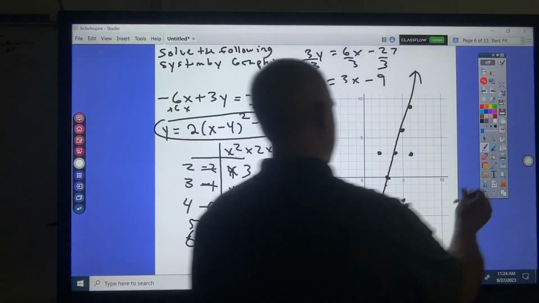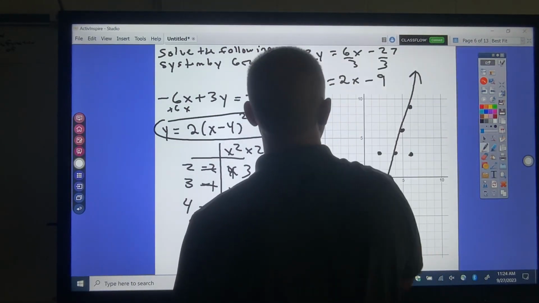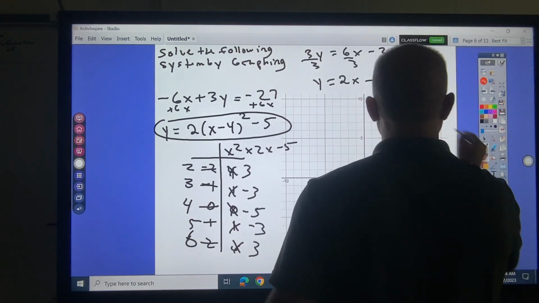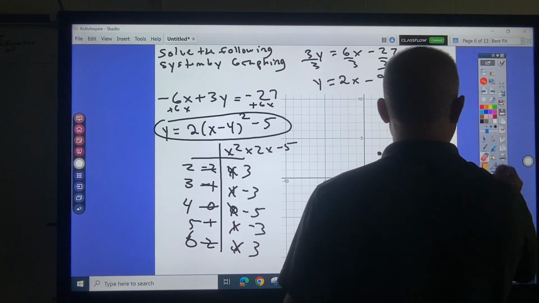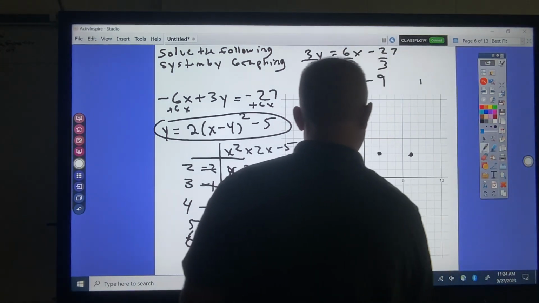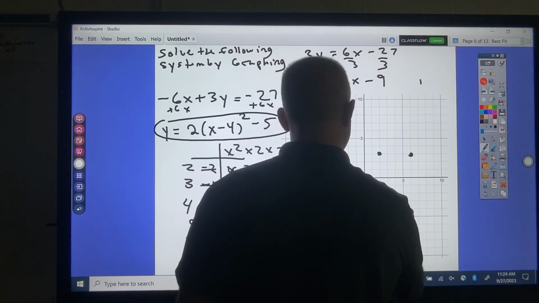Oh, sorry, this should be 2x minus 9. That's the mistake. It should be 2x minus 9. Yeah, that's where I made that mistake. I was wondering why my points were all off. Okay. I think my quadratic points are right. There we go.